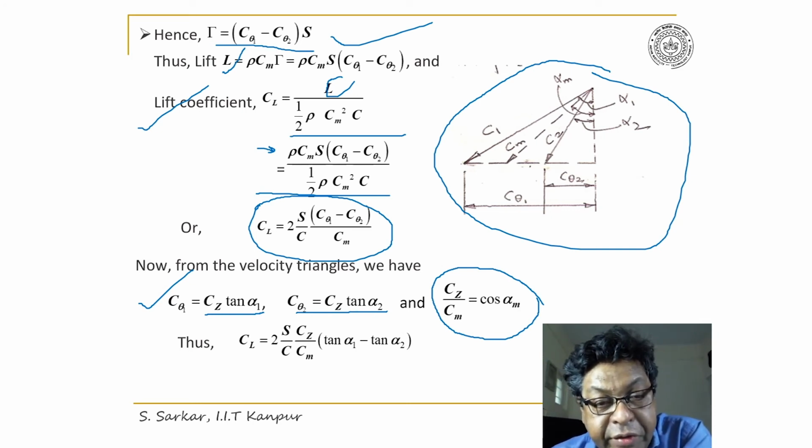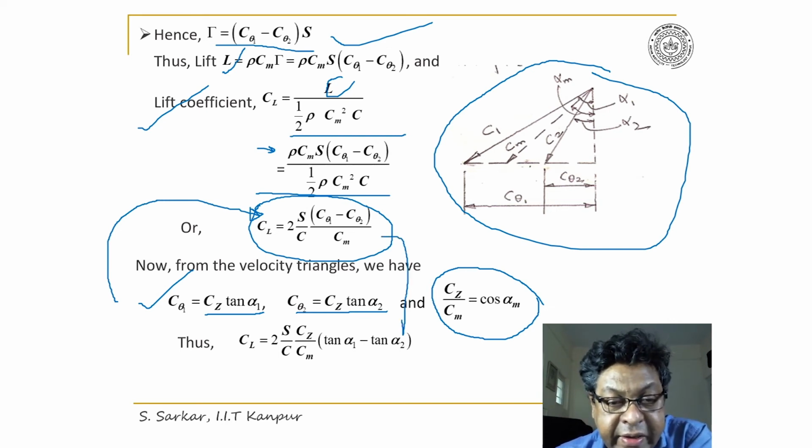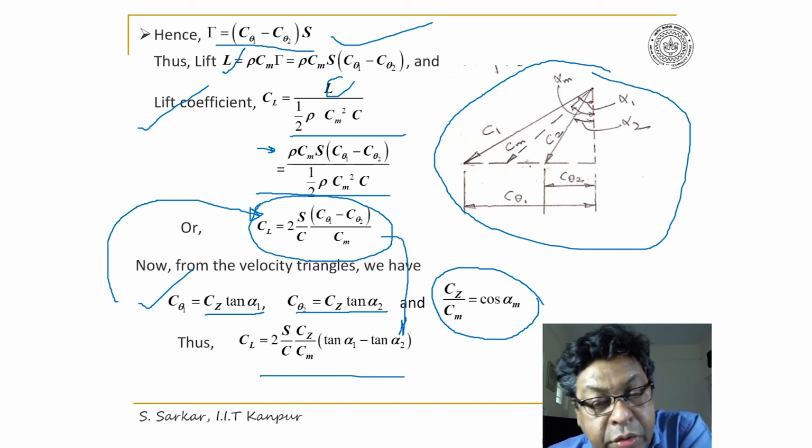Put the value of c theta 1, c theta 2, Cm in this expression, and you will get then Cl is equal to twice S by C, Cz by Cm into within bracket tan alpha 1 minus tan alpha 2.